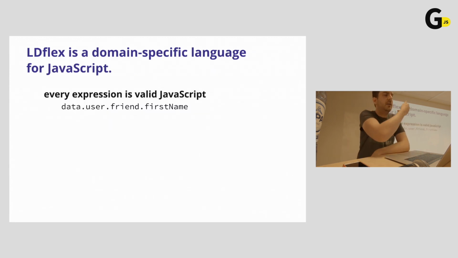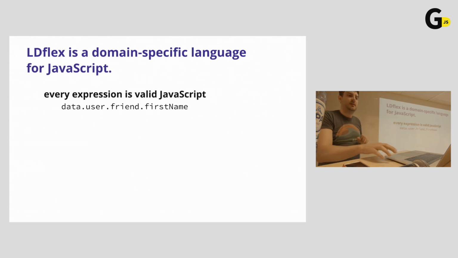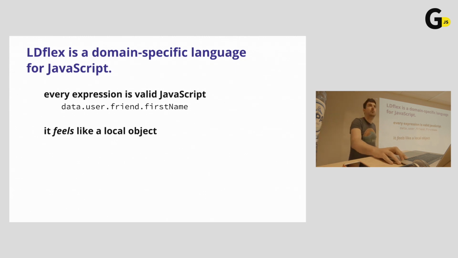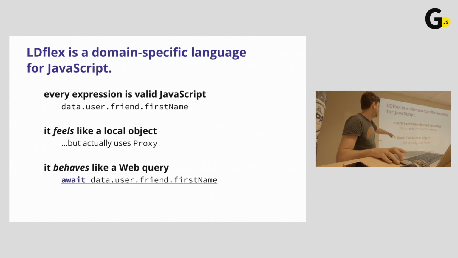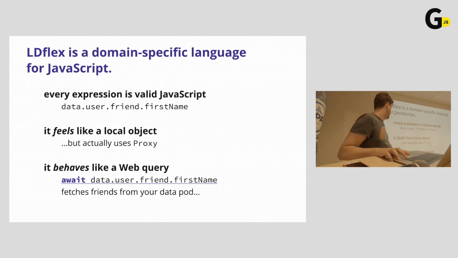There's a small trick. So this language is called LDFlex. We've developed that again at university. It's a domain-specific language. So this means that every LDFlex expression is valid JavaScript. Now the trick is that it feels like a local object, as you've seen. It uses Proxy. Have you heard about JavaScript Proxy? Proxy is magic. And because of Proxy, if we put a await in front of it, it behaves like a web query. So this looks like just path access. The moment you put an await in front of it, it starts fetching things from the web. And actually, by the way, not just from my data space, but from everyone's data spaces.